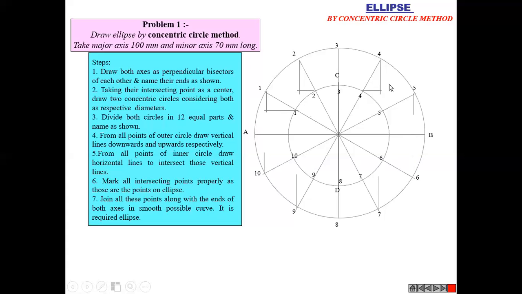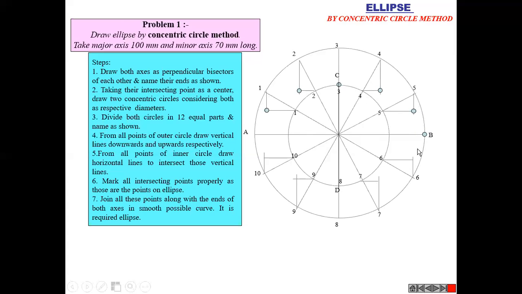The third is here. Then fourth, then fifth, sixth, 7 point. Then 8, not necessary to draw. 9, 10, and 12. So the next part is to mark the points. This is a very important point. Always mark all the points and give numbering, that is P1, P2, or C1, C2, whatever you want.